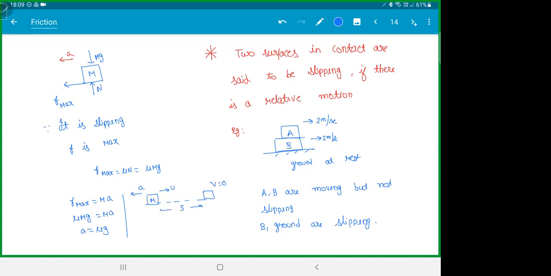Now you tell me which equation will fit this. Final velocity 0, initial velocity u. We have to use v square minus u square is equal to 2as. Kinematics: 0 minus u square, acceleration is backward, minus mu g, displacement s. So s is equal to u square by 2 mu g. Please check. I know I scribbled a bit, but I hope you got it.